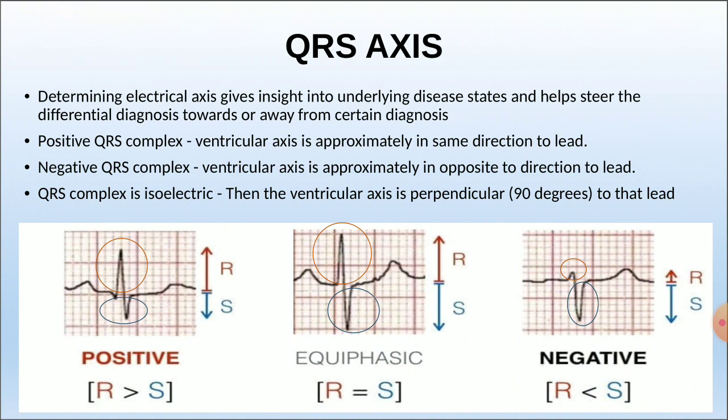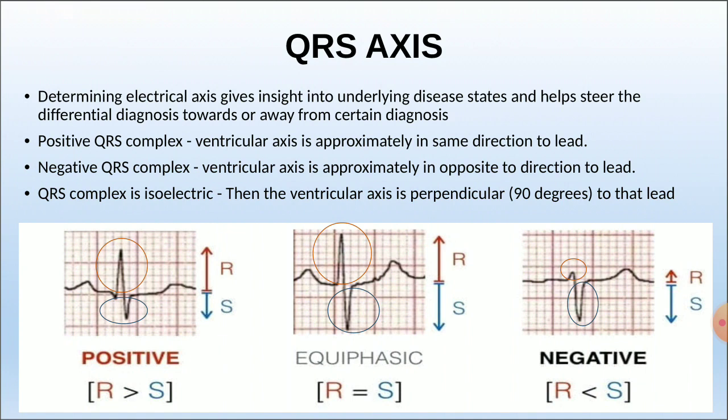QRS axis. Determining the electrical axis gives insight into underlying disease states and helps state the differential diagnosis towards or away from certain diagnoses. So to understand it easily, I am explaining it in a simplified manner. In an ECG, the waves above the baseline are in positive deflection, and the waves below the baseline are in negative deflection.